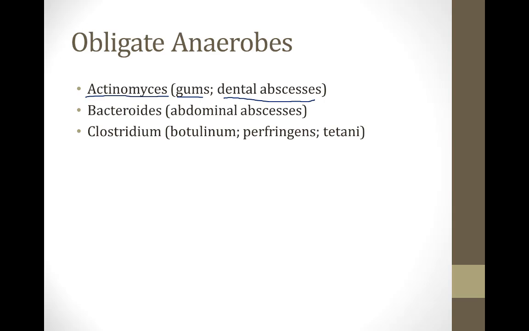The second one is Bacteroides. This is found in the GI tract and it often causes abdominal abscesses. So patients who have appendicitis may have an abscess in their appendix, and this bug is often found. And then finally, all the Clostridiums are anaerobic. So botulinum, perfringens, tetani, these are all anaerobic bacteria.